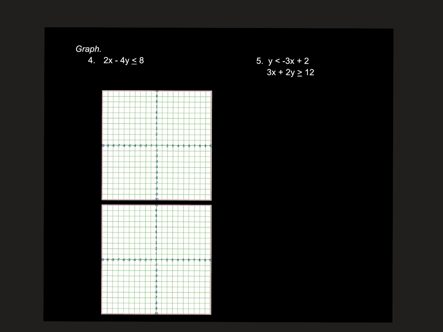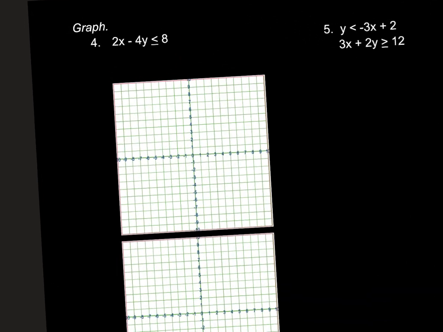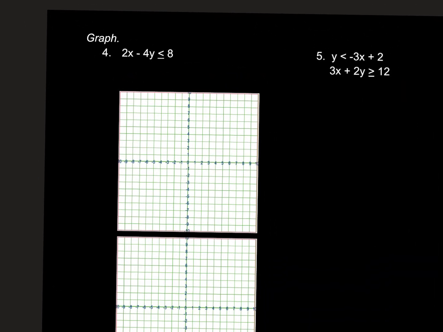Number 4, graph and shade this inequality. It's in standard form. Because it's in standard form, I'm going to do what we call cover, or just find the x and y intercepts. The x-intercept is going to be 4, because 2 times 4 is 8. The y-intercept is negative 2. If I divide 8 divided by negative 4, I get negative 2.